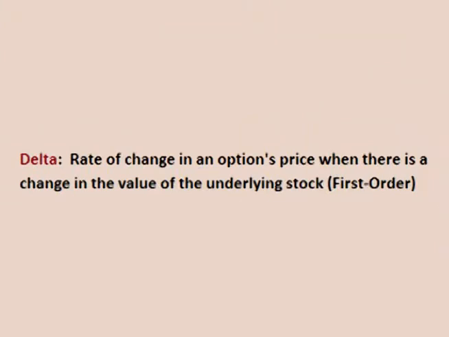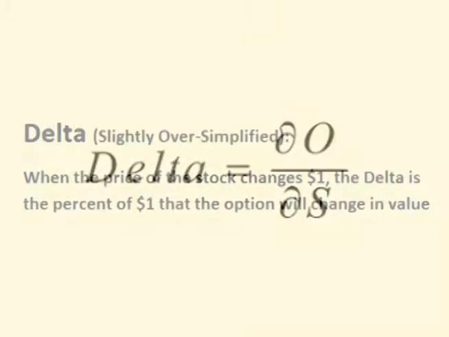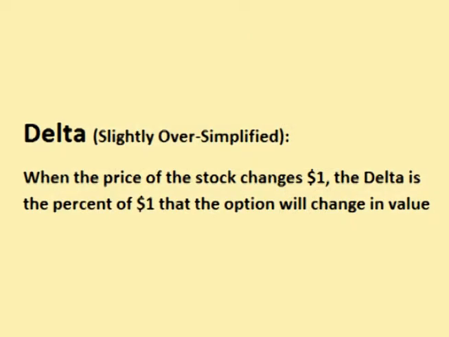In the last video, I mentioned that the delta is the rate of change in an option's value when there is a change in the price of the underlying stock. More formally, the delta is the rate of change in an option's value with respect to changes in price of the underlying stock. It is a bit of an oversimplification, but a simple way of thinking of it is, when the price of the stock changes $1, the delta is the percent of $1 that the option will change in value.